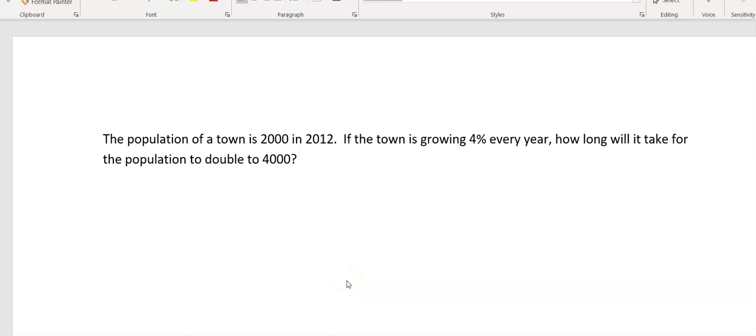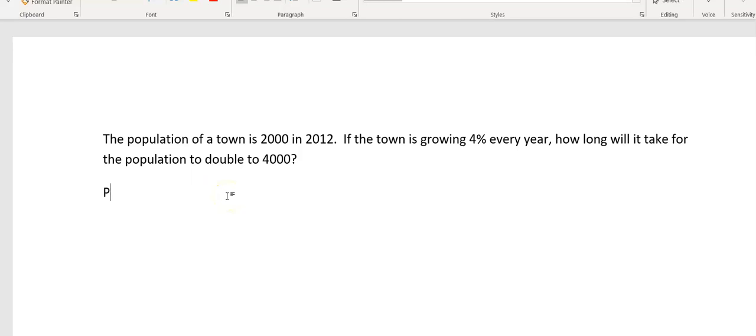All right, so now let's look at one of these exponential problems. The population of a town is 2,000 in 2012. If the town is growing 4% every year, how long will it take for the population to double to 4,000? All right, so let's identify everything.